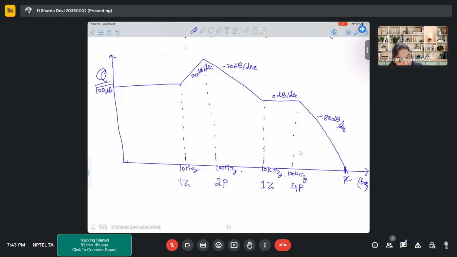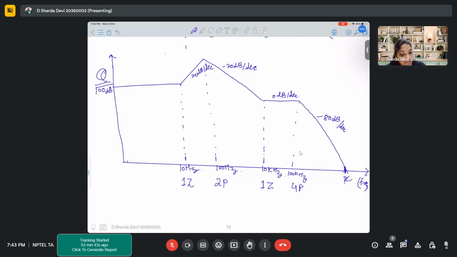Like 1 pole, 1 zero at 10 hertz, because your Bode plot is increasing by 20 dB per decade slope. At 100 hertz, it was already 20 dB. Now you are seeing the resultant at minus 20 dB. So the difference is minus 40 dB. Minus 40 dB per decade means 2 poles.